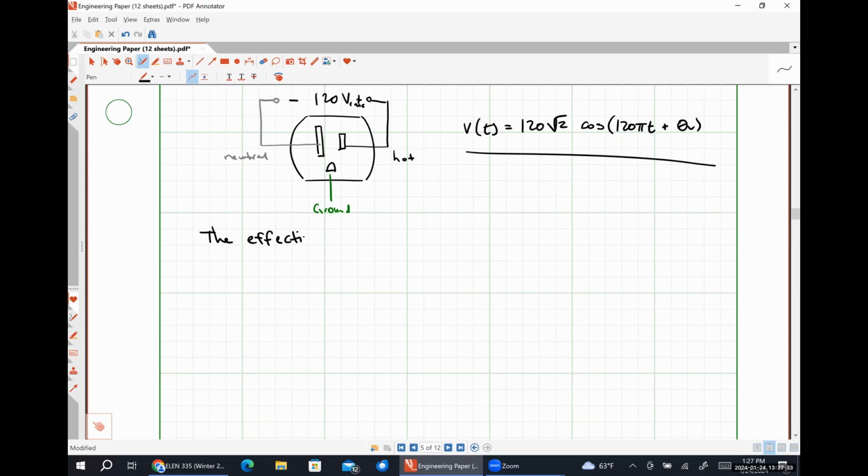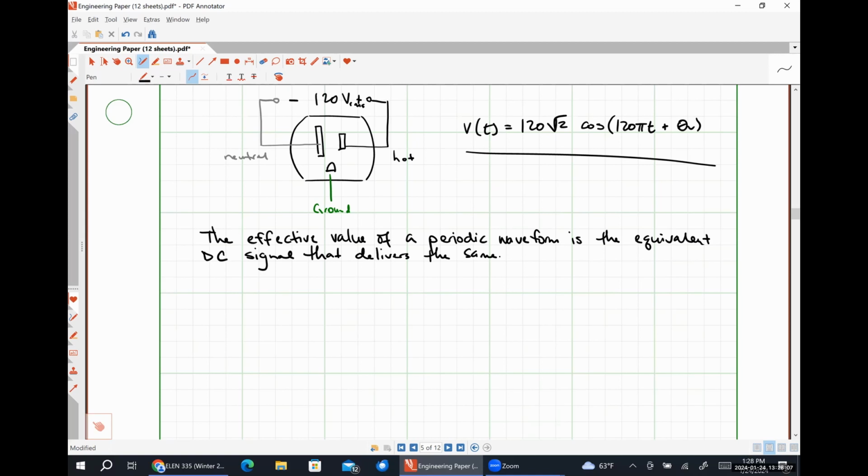The effective value of a periodic waveform is the equivalent DC signal, so voltage or current, that delivers the same average power as the periodic signal.